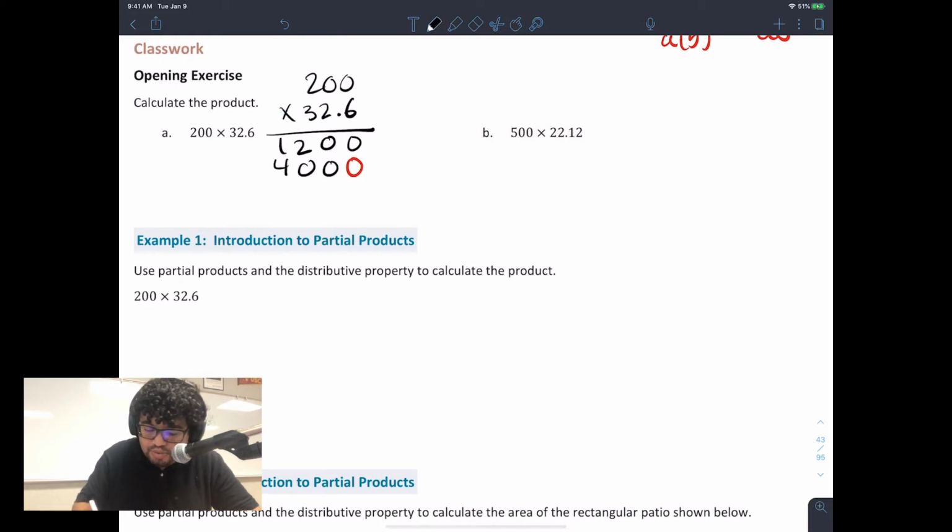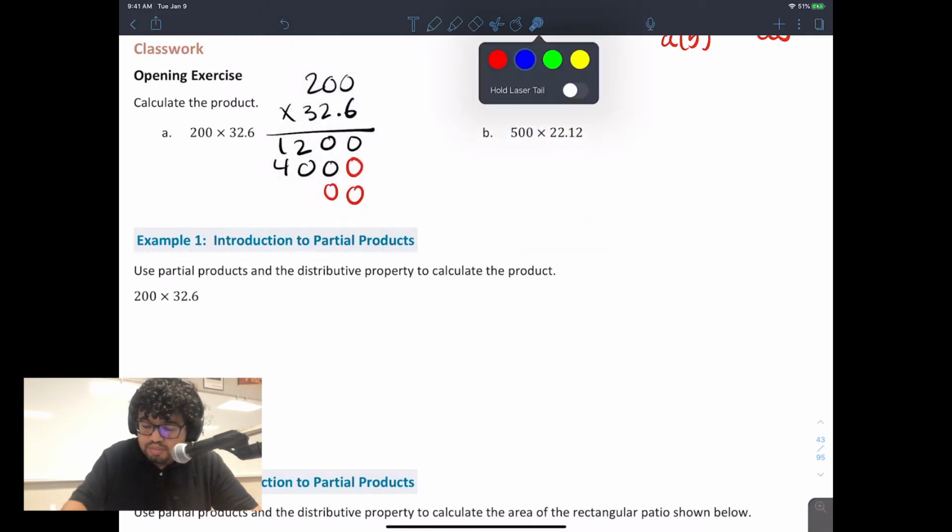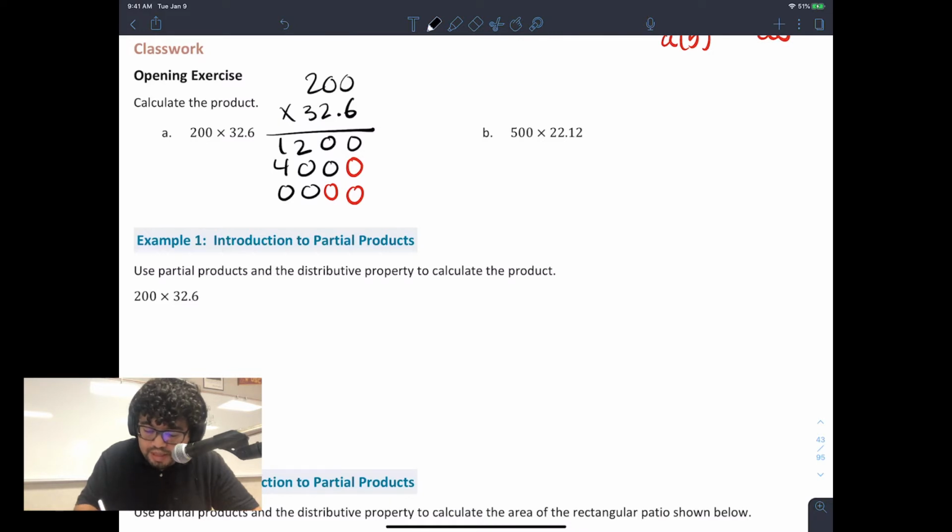Then 2 times 2 gives me 4. Now let's work with the third number. When we work with the third number, I have 2 numbers to the right and I need 2 placeholders. That's 1 placeholder, and that's a second placeholder. So let's work with the 3 now. 3 times 0 gives us 0. 3 times 0 gives us 0. And then 3 times 2 gives us 6.